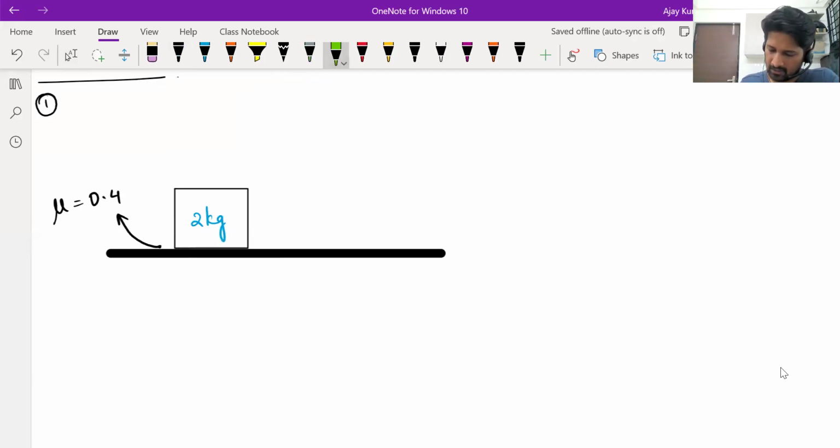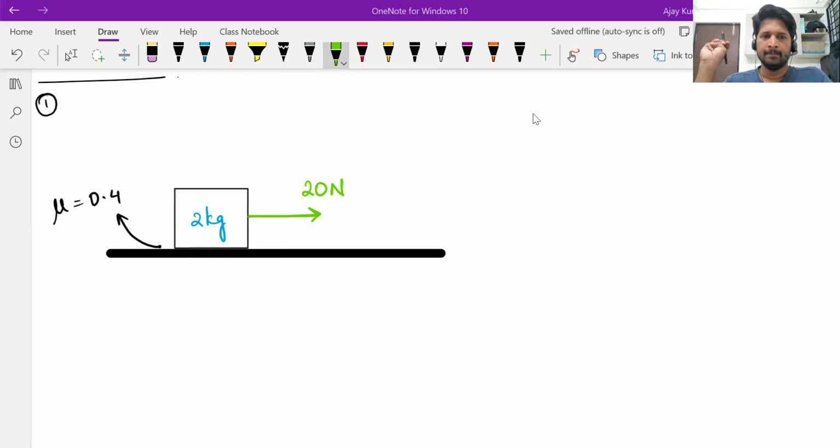And the block is being dragged with a force of, say, 20 Newton. This is an additional force on the block. Tell me, will 20 Newton be able to slide this block or not? In case it was at rest initially, can 20 Newton slide this block or not? Pawan. Yes, sir, it can. How did you decide?